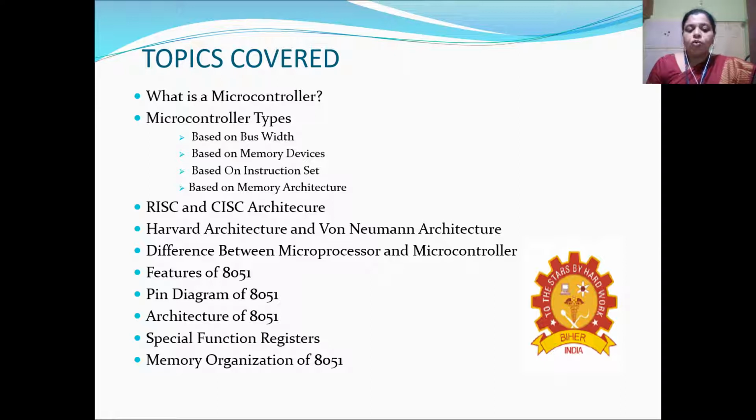Then we'll move on to the difference between microprocessor and microcontroller. Then we have to see in detail about the 8051 microcontroller, starting from its features. After that, we have to discuss the pin diagram of 8051, then in detail the architecture of 8051. After that, the special function registers and memory organization of 8051.